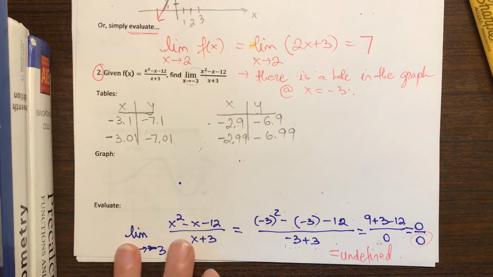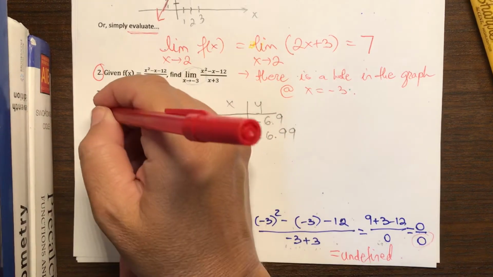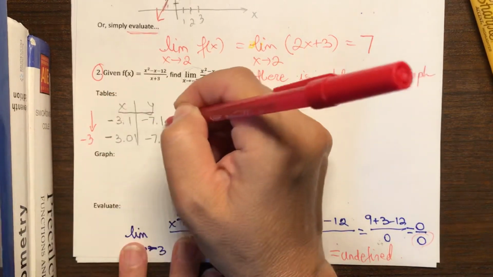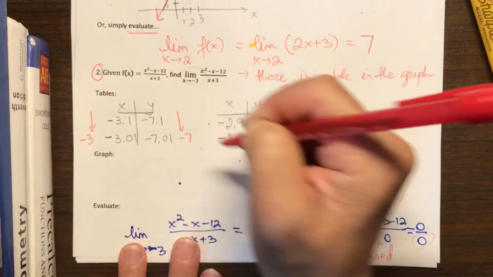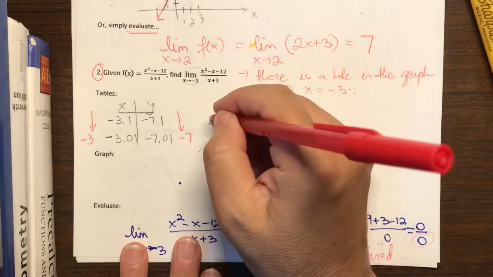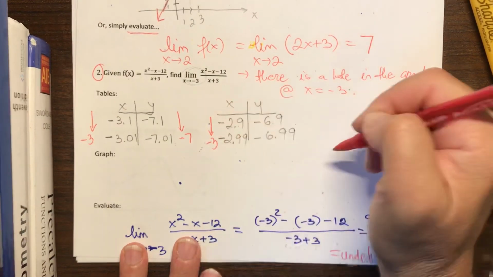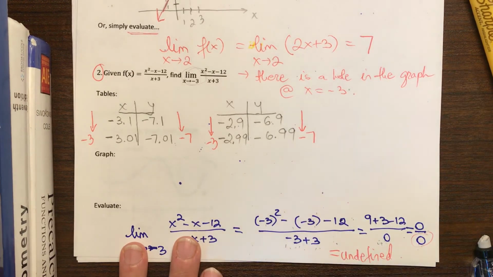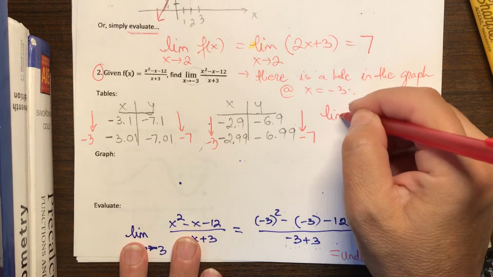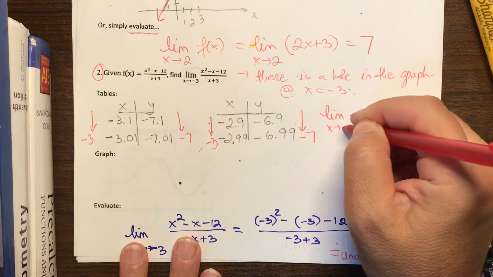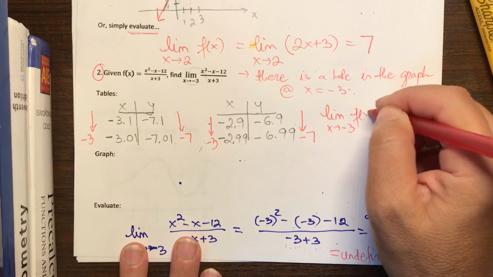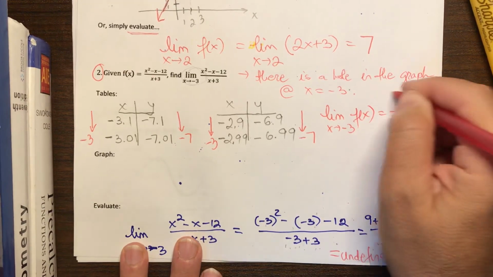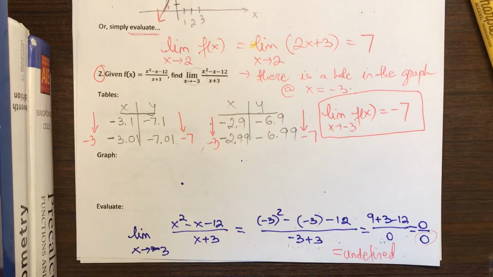All right, so sure enough, what do I see? I see that as x gets closer to negative 3, the y values get closer to negative 7. Same thing here. As x gets closer to negative 3, the y values also get closer to negative 7, okay? So again, now we know that the limit as x approaches negative 3 of that function is equal to negative 7. Oh, that was a positive 7.